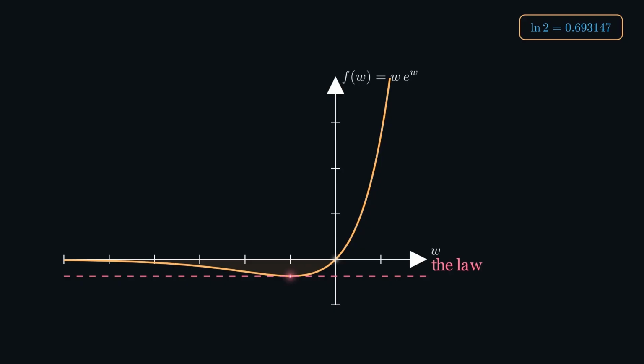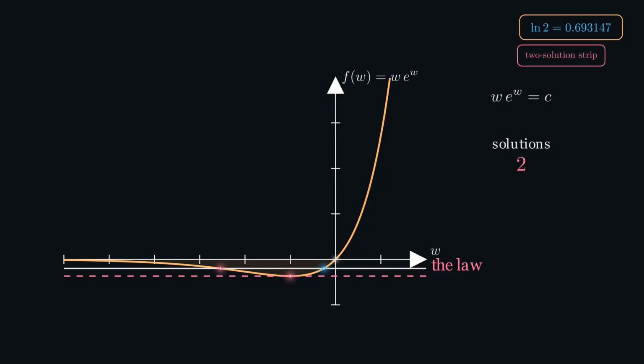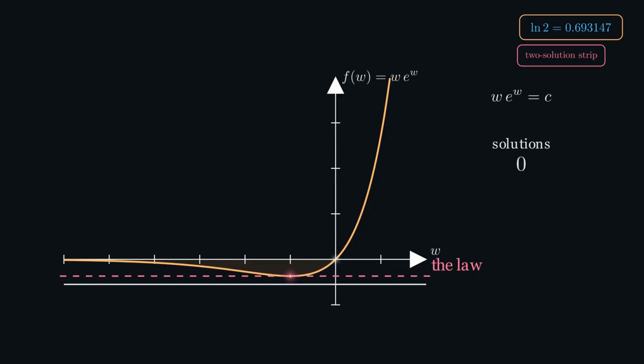Remember it. Now solve w e to the w equals c by drawing a horizontal line at height c and counting hits. If c is 0 or positive, 1 hit, out on the rising arm. One solution, always. If c is between negative 1 over e and 0, the line slices through the valley and hits the curve twice. Two solutions. File that away, it will detonate later tonight, I promise. If c is below negative 1 over e, no hits. No solutions at all.